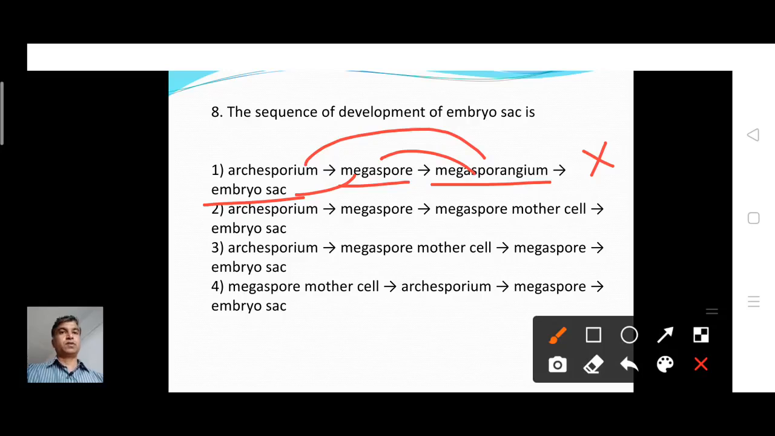Second option: archisporium, megaspore, megaspore mother cell and embryo sac. No. Megaspores are produced from the megaspore mother cell.